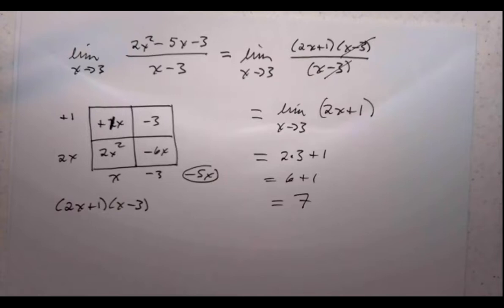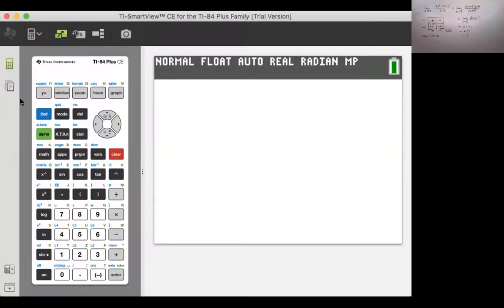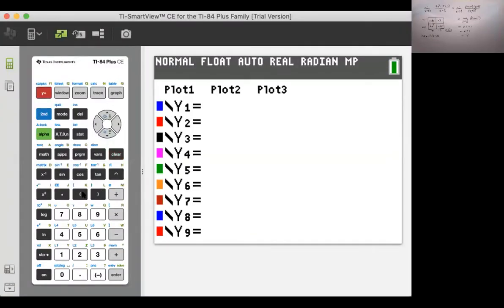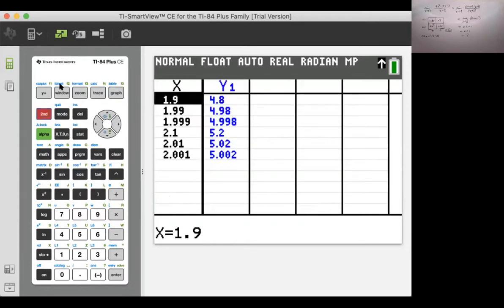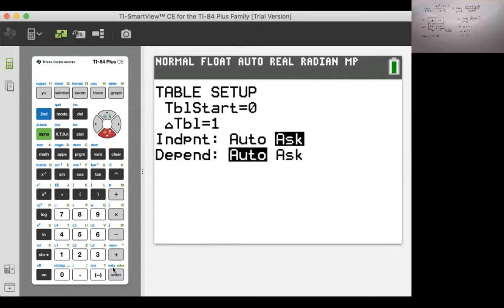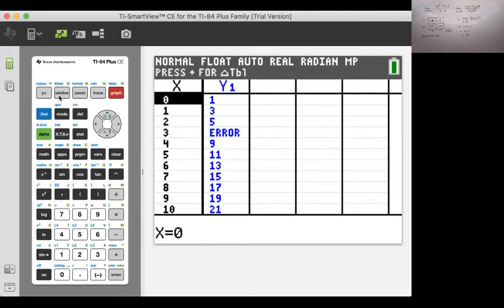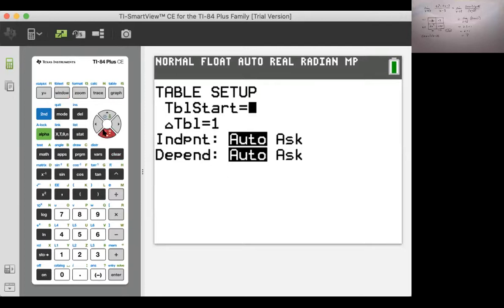So let's check that. I want to first check it on the graphing calculator, if I can. So I'm going to put the function in my y equals. So 2x squared minus 5x minus 3 is in the numerator, is upstairs, divided by downstairs is x minus 3. And I want to see what happens as I get closer and closer to 3. Look at the table. There's something there. Let's clear that out. Make it automatic first. Create a table and then make it ask. And I can plug in my own numbers.